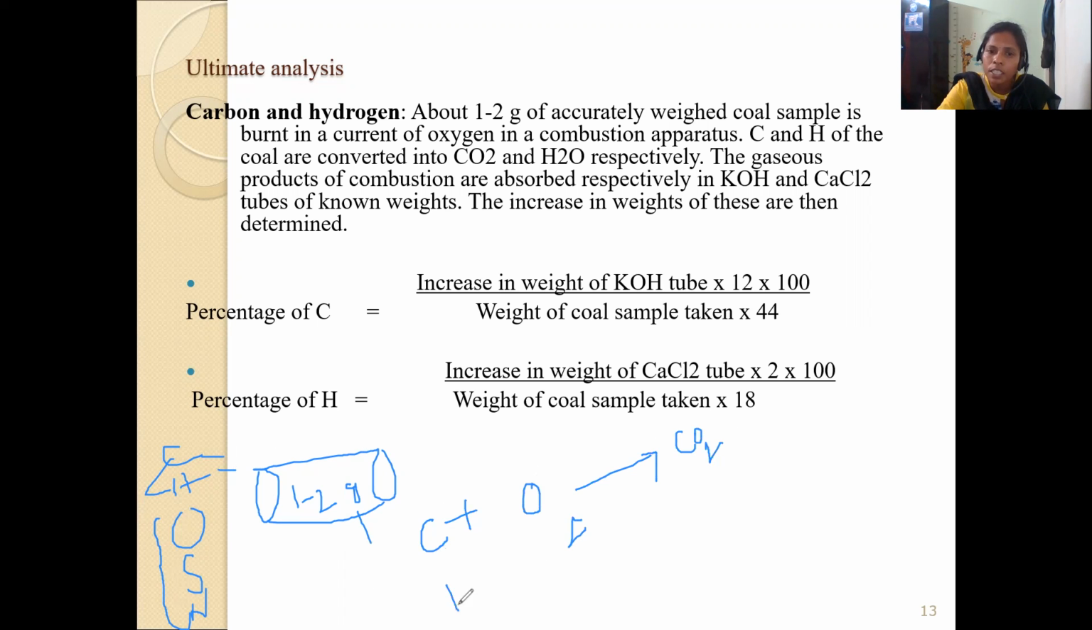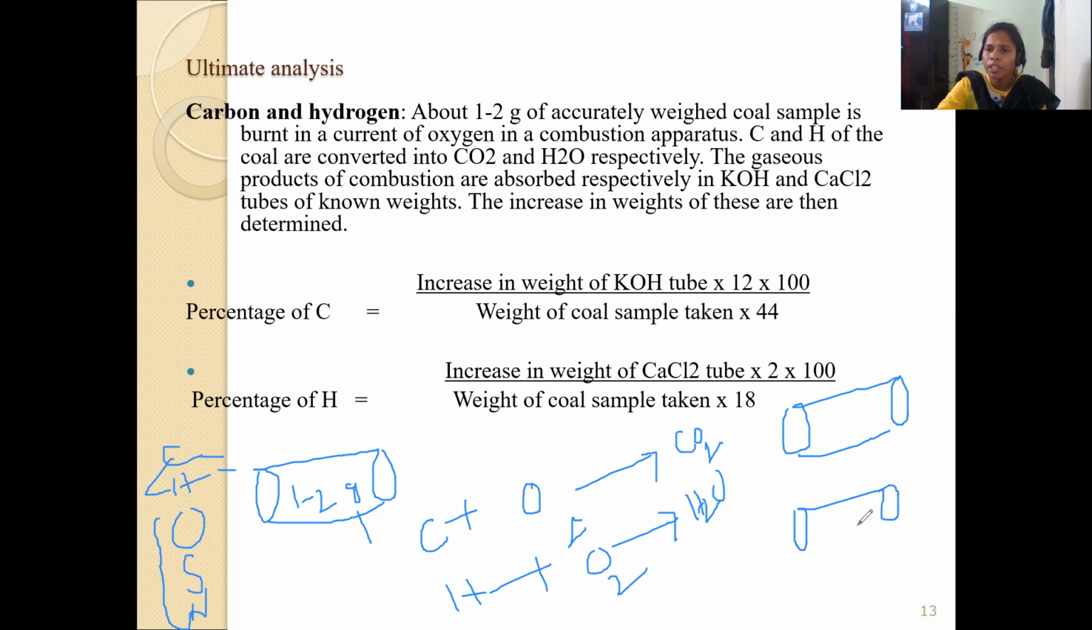And when hydrogen undergoes combustion, what will we get? We will get water vapor. But what is our aim here? We are going to find out the percentage of carbon and the percentage of hydrogen. Here, carbon is converted to carbon dioxide and hydrogen is converted to water vapor. And this carbon dioxide and water vapor are sent to two different bulbs or tubes. Let us assume these are the two different tubes.